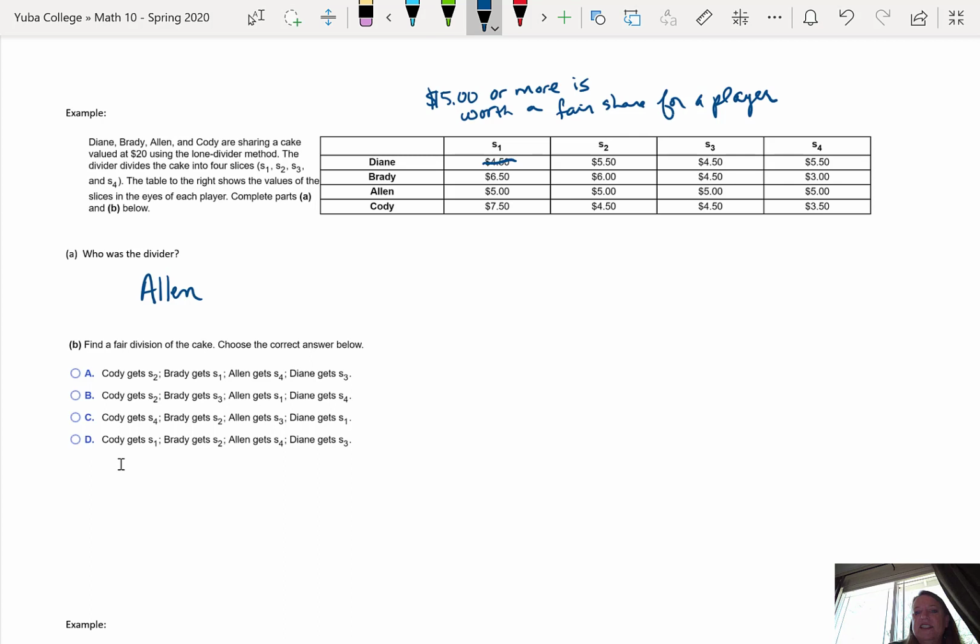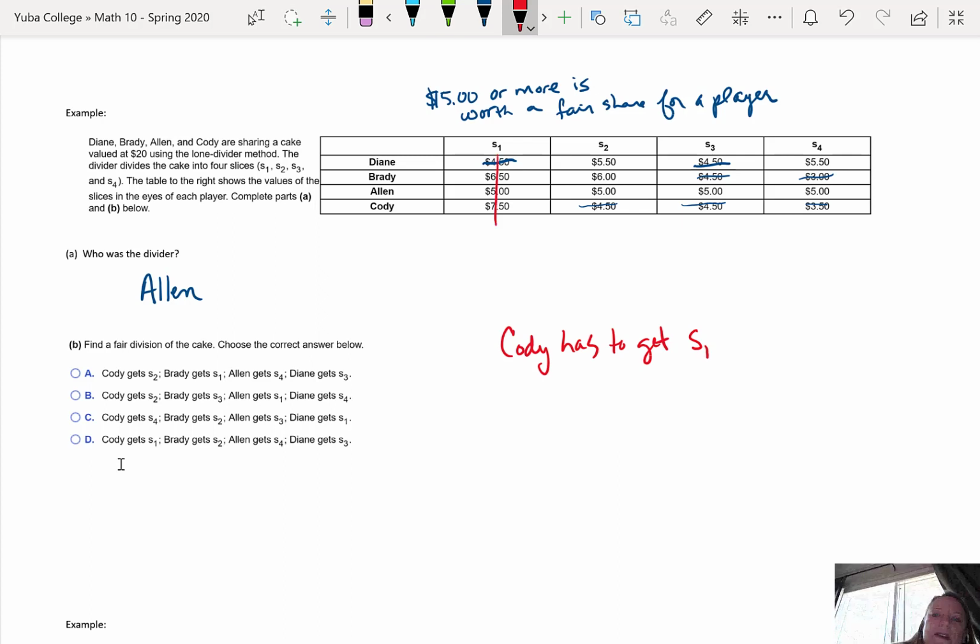So Diane doesn't think S of 1 works, S of 2 works, S of 3 will not, S of 4. Brady doesn't like S of 3 or S of 4. I'm just crossing out all the ones that won't work. Cody doesn't like S of 2, S of 3, or S of 4. So it looks like Cody only likes one thing. So Cody has to get S of 1.